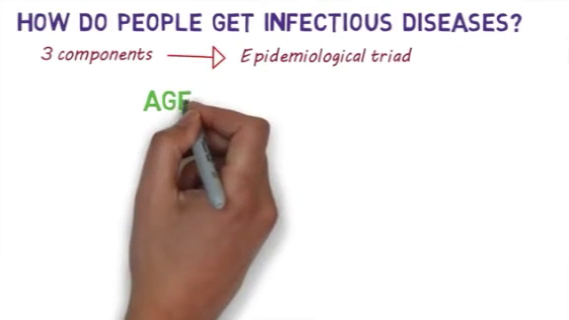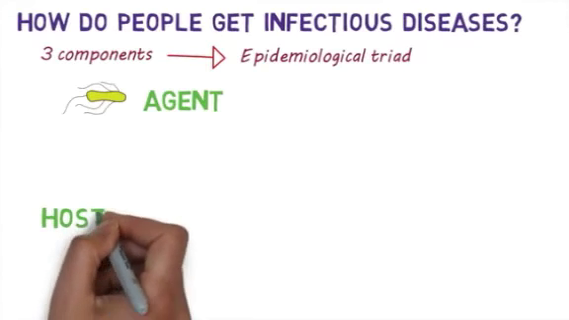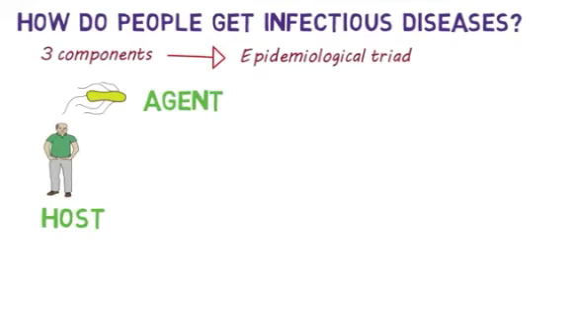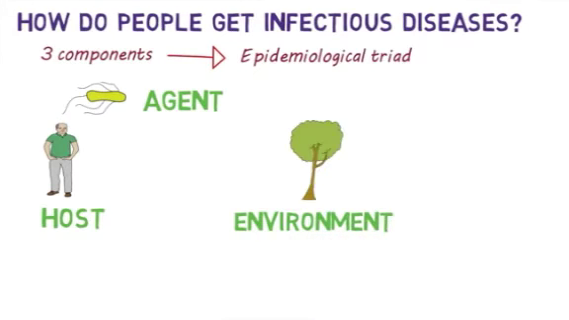The first component is the agent. This is the organism that causes the disease. It can be bacteria, viruses, parasites, or fungi. Second is the host, who is the target of the disease. The third component is the environment. This refers to the surroundings and conditions that are external to the host that allows the disease to be transmitted.